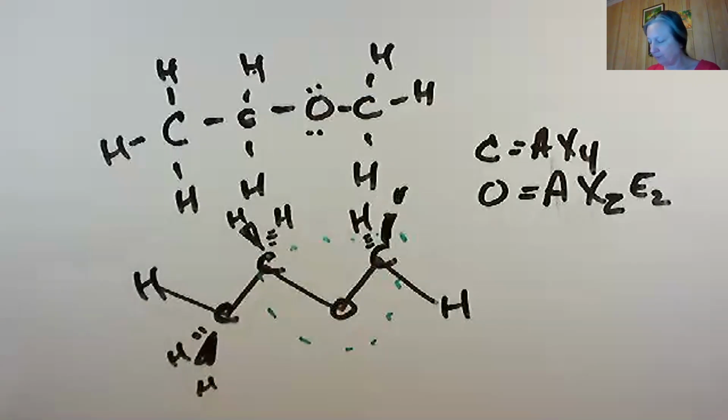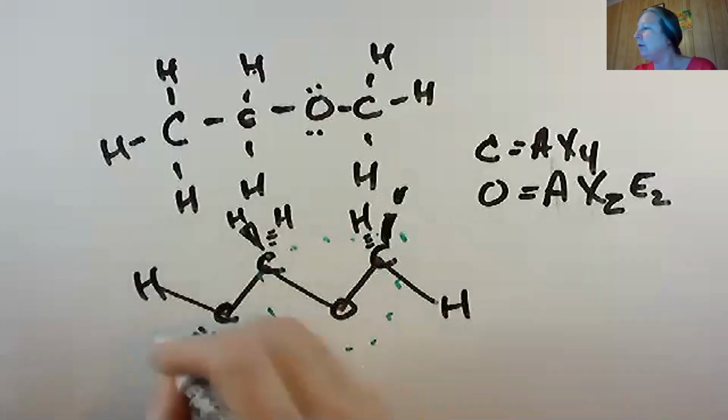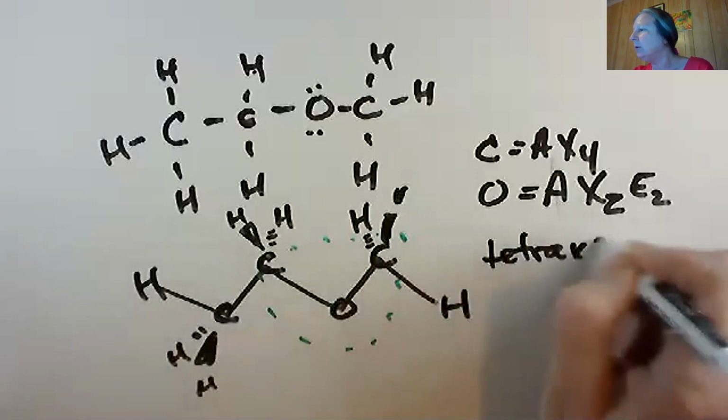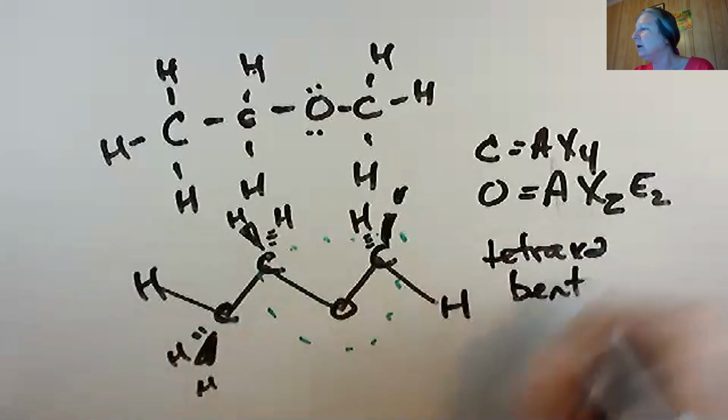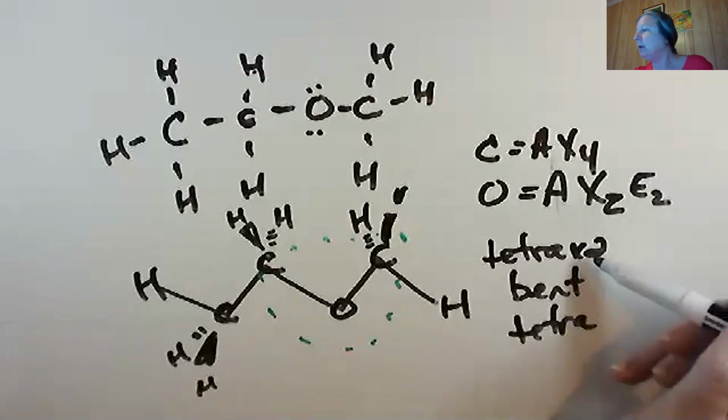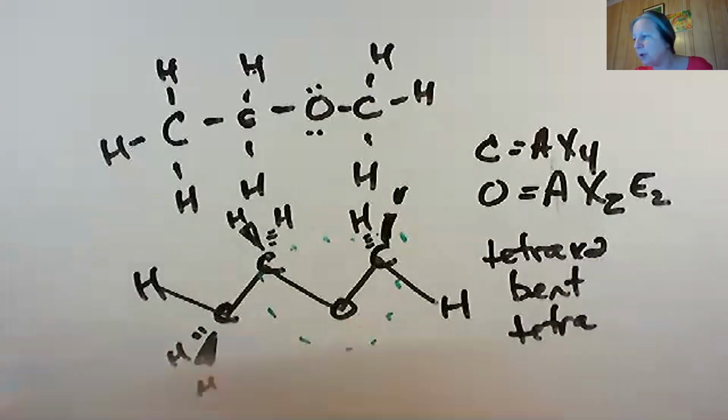There's my shape, my VSEPR. And you have tetrahedral, tetrahedral, bent, tetrahedral. So when you're giving me the names, you don't have to give me every single one. If you go left to right, you can just say tetrahedral times 2, bent, tetrahedral, because you have to give me the names where it says molecular geometry in the worksheet. So you can just read it left to right. I'll understand what you're saying.